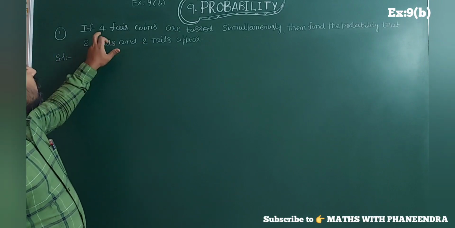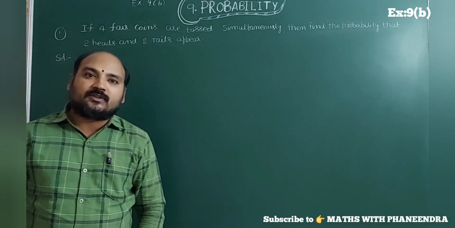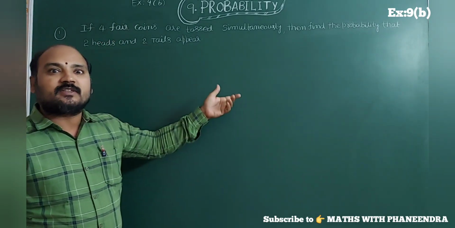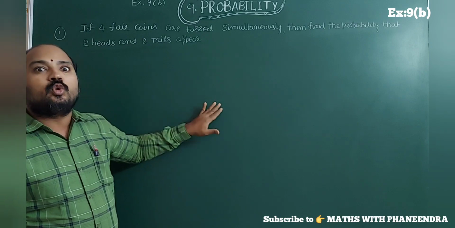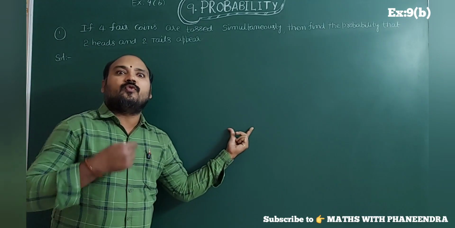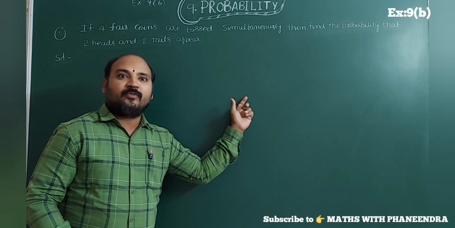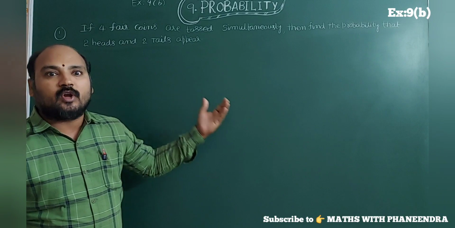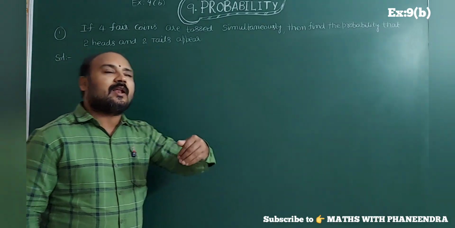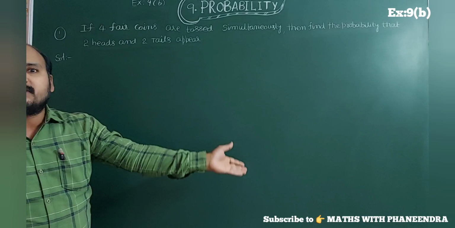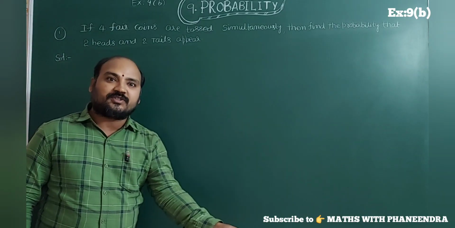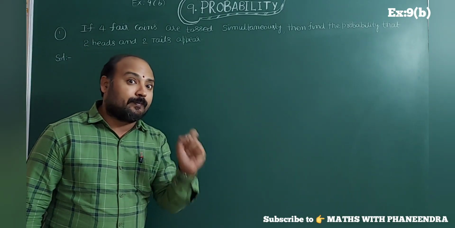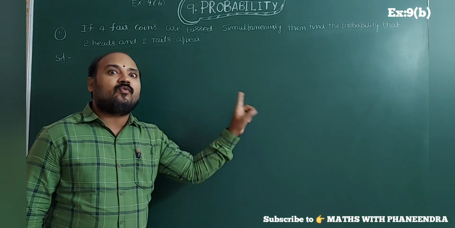In this way, 4 fair coins are tossed. So we expect that the total number of outcomes in the sample space is 2 power 4. One time if you toss a coin, 2 power 1. Twice, 2 power 2. Thrice, 2 power 3. Similarly, here 4 coins are tossed simultaneously, that means 4 times we are tossing. Therefore, the total number of possibilities in the sample space is 2 power 4.